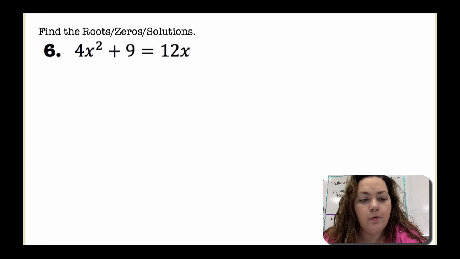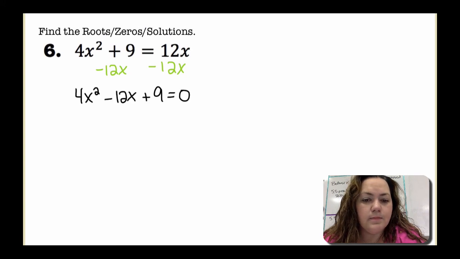All right, this one, 4x squared plus 9 equals 12x. All right, I got to move the 12x to the other side. So I end up with 4x squared minus 12x plus 9 equals 0. I'm going to pull out my a, which is 4, my b, which is negative 12, and my c, which is 9. I'm going to plug that into the quadratic formula.